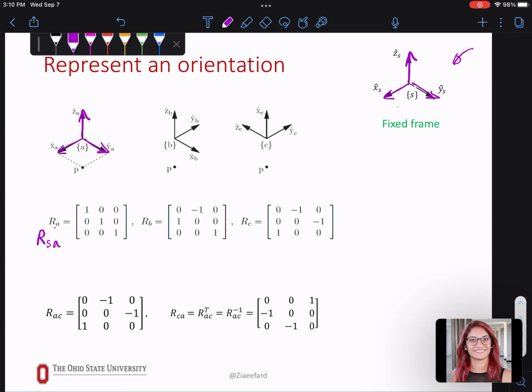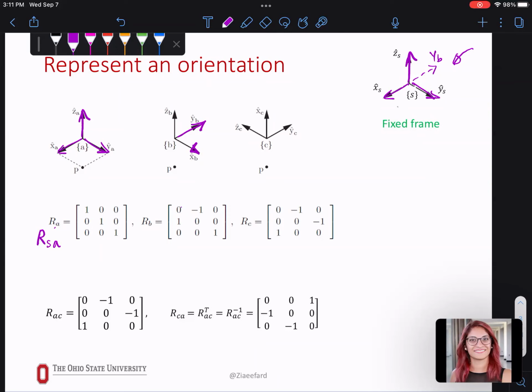Now, if you look at frame B, R of B with respect to your S frame, with respect to this, our fixed frame, you see that the x axis has an element in the y direction and then nothing in the other two. So 0 and 0, because these are rotated 90 degrees, so we know it's just in one of the axis directions. And if you look at the y of b, it's -1 in the x direction and no element in the other two.